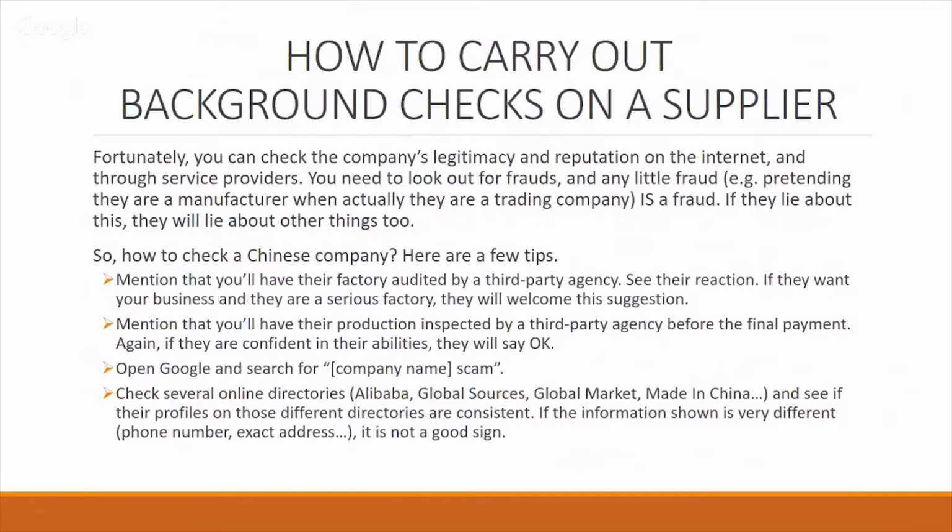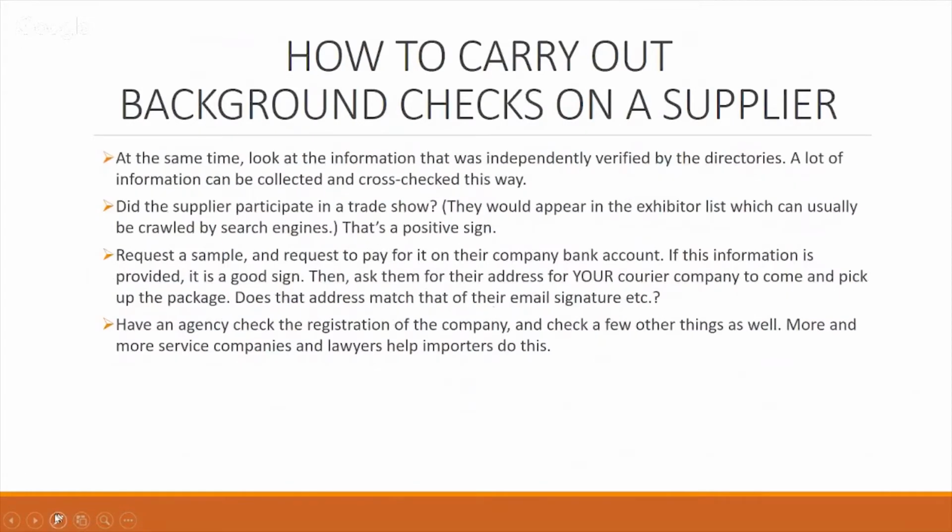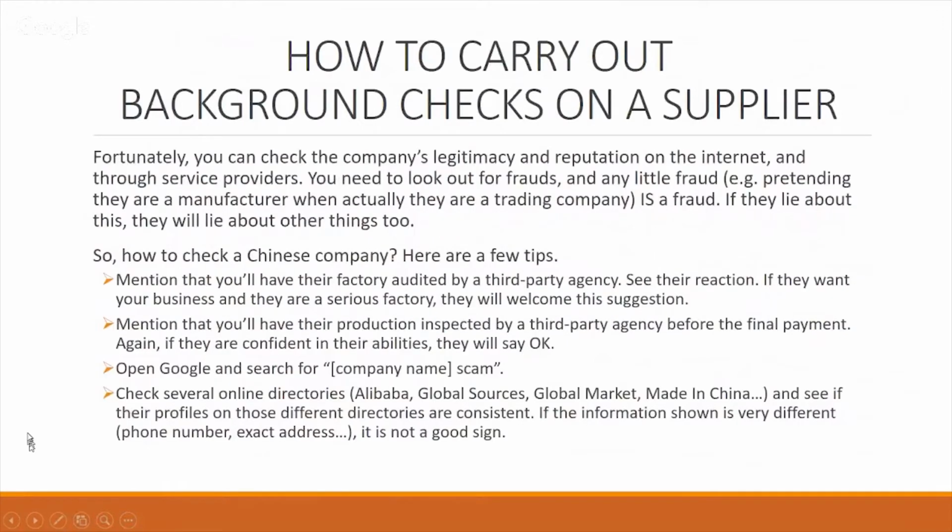So, how to check a Chinese company. Here are a few tips. Let's go back. Mention to them that you'll have their factory audited by a third-party agency. Gauge their reaction from that. If they want your business and they are a serious business, a serious factory and supplier, they will welcome the suggestion and they won't turn anything up. You know, they say, yeah, no problems, come in. That's fine. Just let me know when we can organize it.